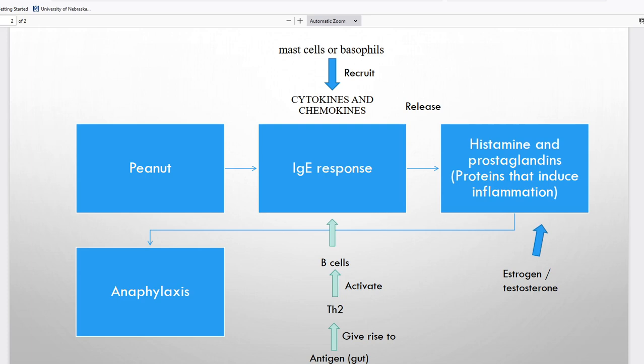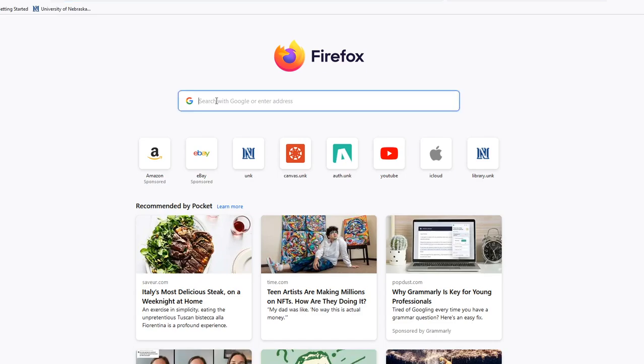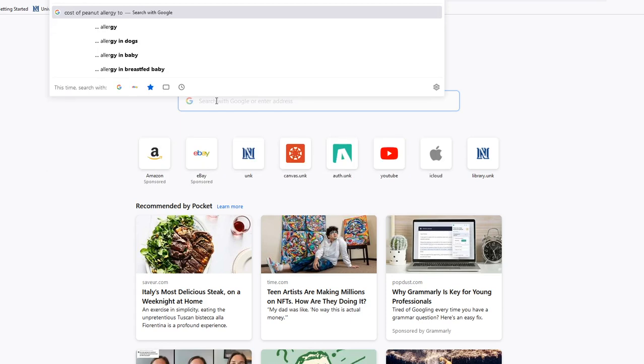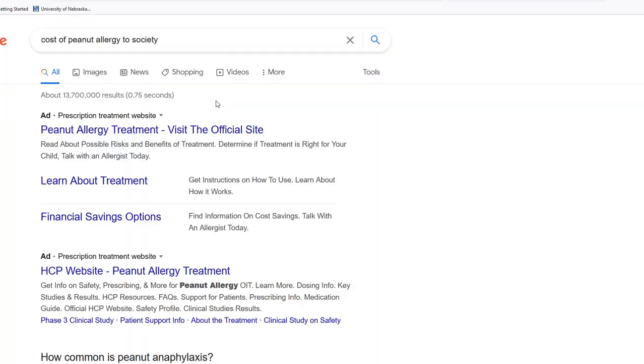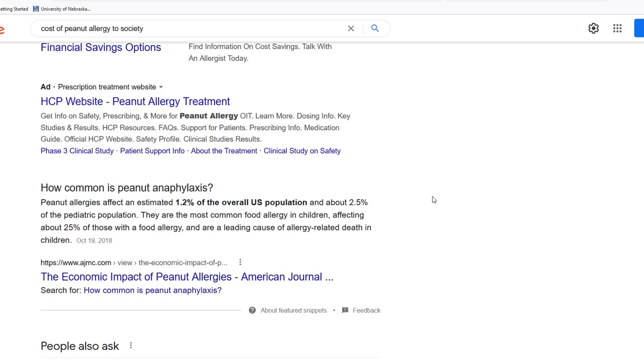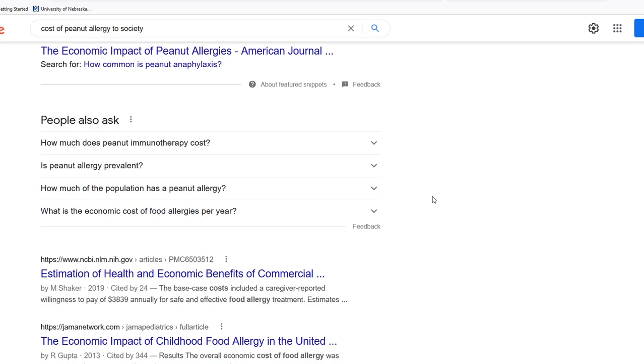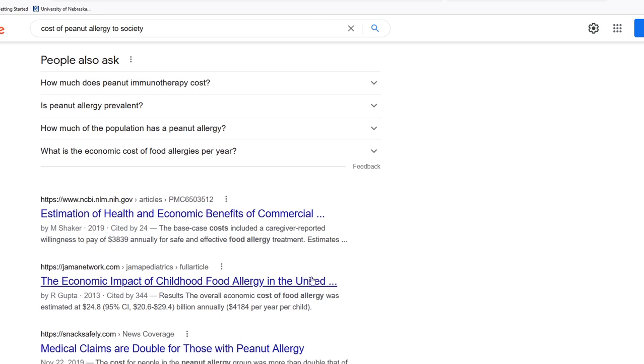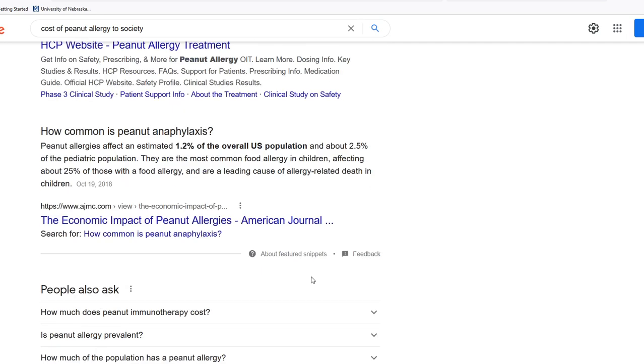How much does peanut allergy cost society? Do you know? Thousands, billions, hundreds? Do you know? Or we should ask Dr. Google. I asked McKenna to find this out also. You see a couple of thousand. $3,000 to $5,000, several thousand.